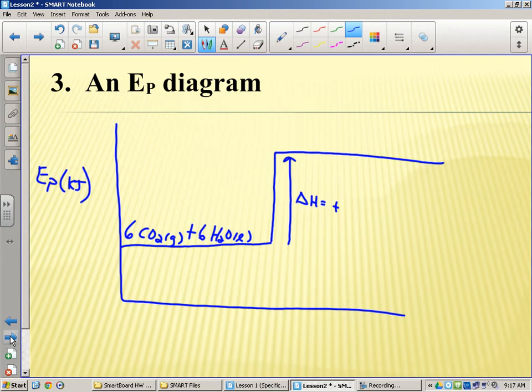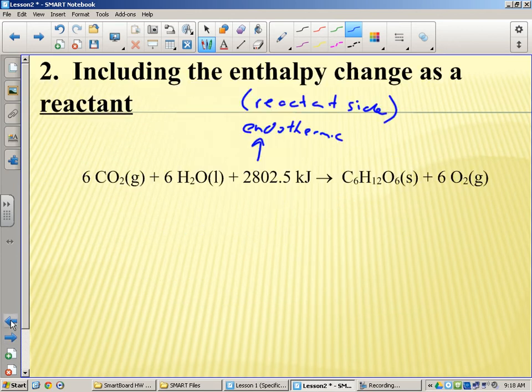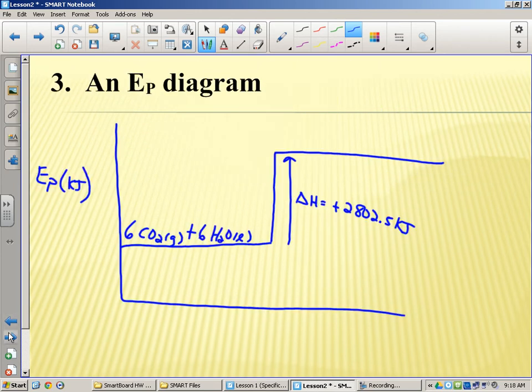Okay. And what was it? 2802.5 kilojoules. Okay. And then we're going to get our products. So if we take this, and we put in our energy, we will get our products as the result here. Which is the C6H12O6, isn't it? And 6 oxygens. Is that right? Is that balanced? 12, 18. Sure. And that'll be the products as a result.